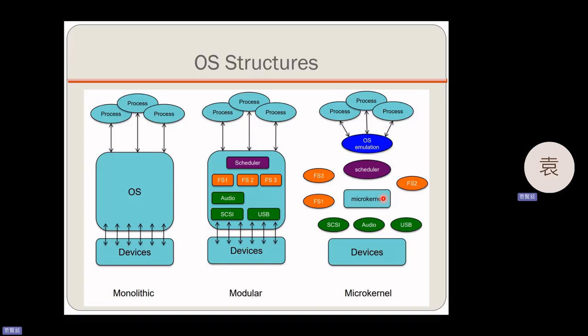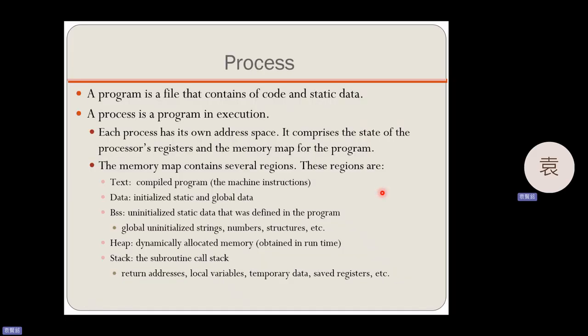So that's the third type of operating system. Sometimes we call it microkernel because they separate these modules according to whether they use privileged instructions or need to be executed in kernel mode or not. So in general we can see these three types of operating system structures.